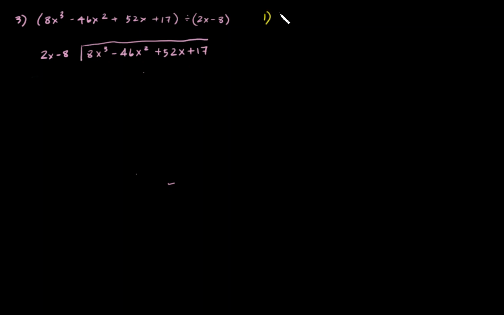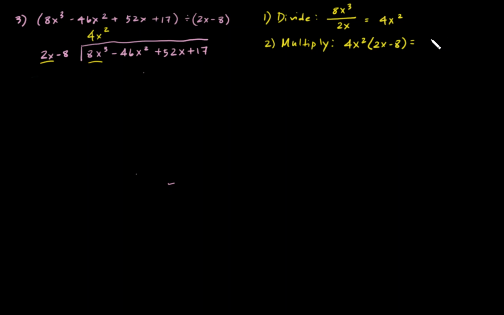Number 1, we divide. What do we divide? Our first terms. So we have an 8x cubed divided by 2x. So that ends up becoming 4x squared. I'm going to put my 4x squared here. Number 2, we're going to multiply. So that is a 4x squared, and we're multiplying it by the entire divisor, 2x minus 8, which is 8x cubed minus 32x squared.